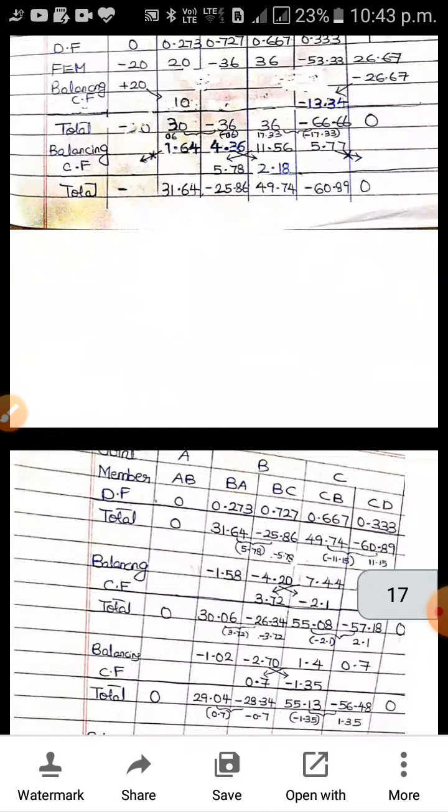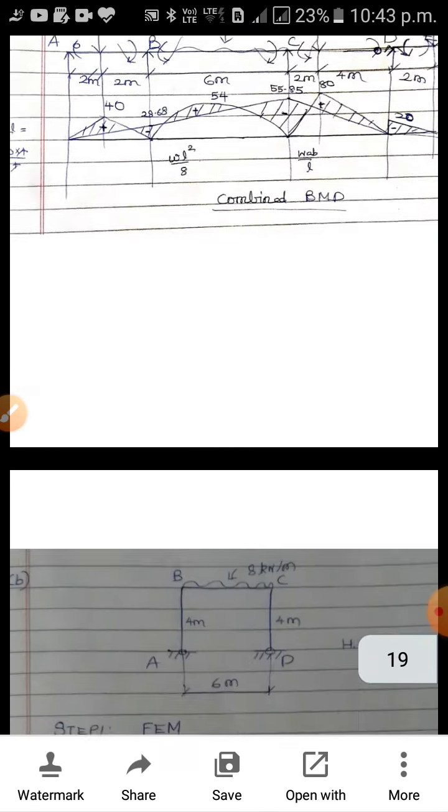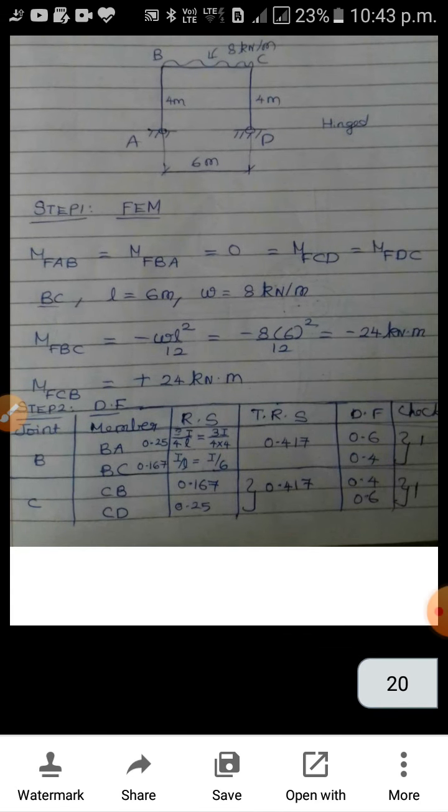See again, many iterations are coming. This is the final answer. Once you get 28.68 minus 28.6, a 0.01 difference or 0 difference, you can stop. If the iterations are more, with a difference of 0.01 or 0.02 you can stop and take the answer. So 28.68 minus 28.61, you can take it as 28.68 or 28.67, whatever you want.